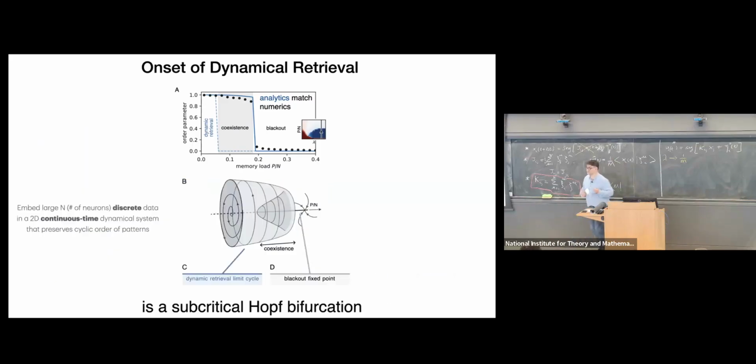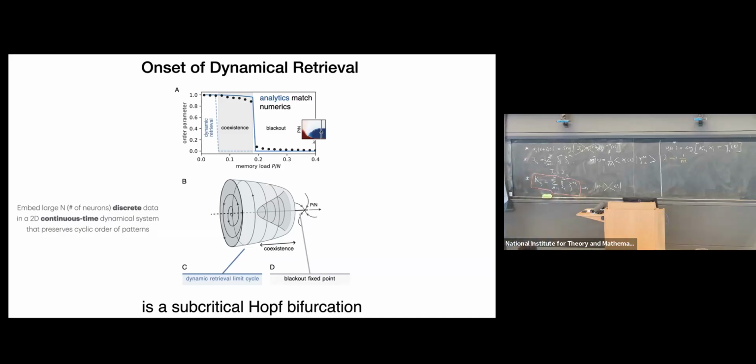And the poor man version that we've done is that we found a way of embedding this, which is the difficulty that we don't know how to tackle directly: a large number of neurons, discrete data, into a two-dimensional continuous time dynamical system. So we have essentially two principal components. Once we do this projection in a controlled manner that preserves the order of the patterns, then all of a sudden we can take whatever we know about bifurcation theory in a poor man fashion.